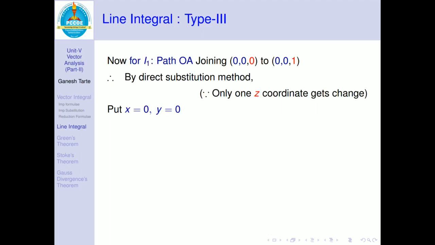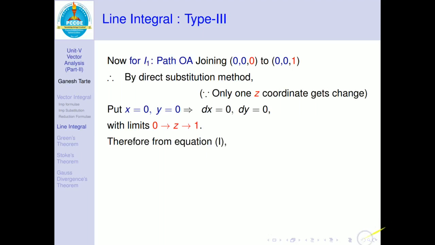So what do we mean by direct substitution? The constant coordinates are the substitution. So x equals 0, y equals 0 is the substitution, and z changes from 0 to 1, so that is the limit. Since x is 0, dx is also 0, dy is also 0, and the limits are z from 0 to 1. So therefore equation 1 becomes integration over z from 0 to 1 of 0 dz, which means I1 is 0.